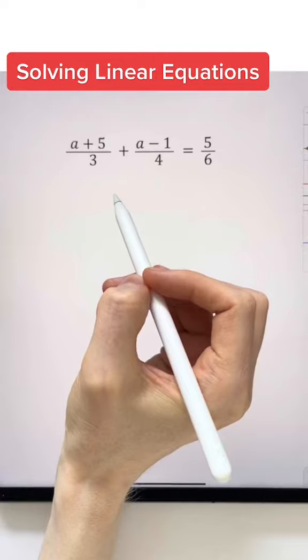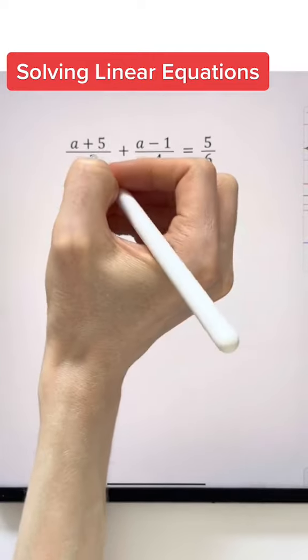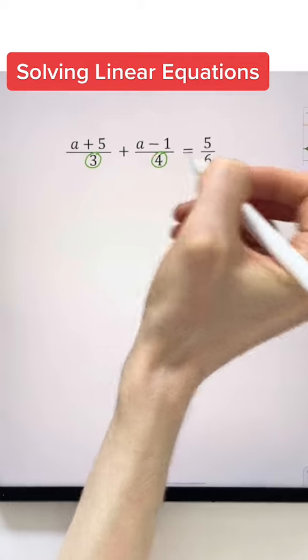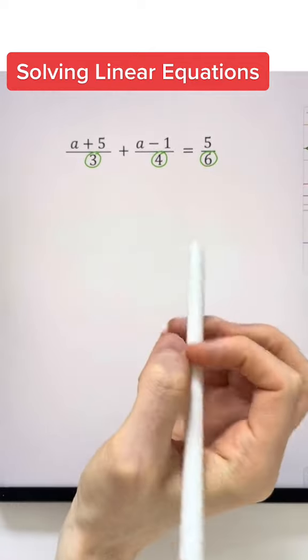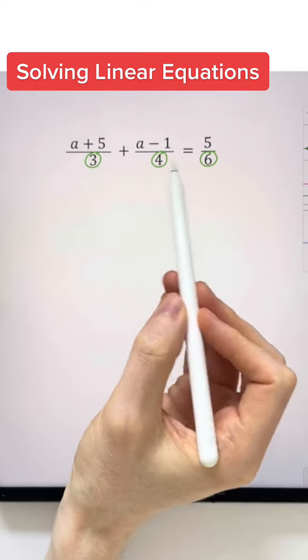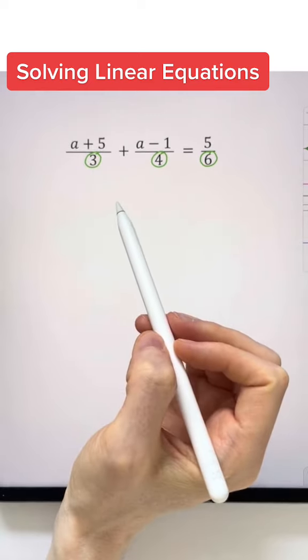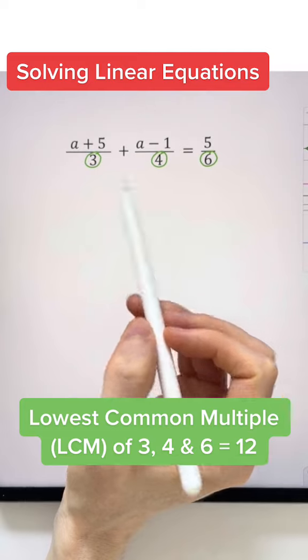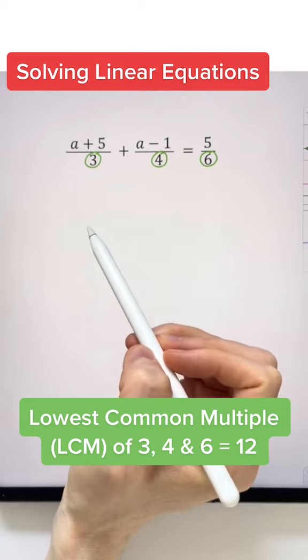I'm asked to solve the following for 4 marks. As we never like dividing in mathematics, the opposite of divide is to multiply. My first step is to find the lowest common multiple of all 3 denominators, i.e. what's the first number that appears in the 3, 4 and 6 times table, which in this case is 12.